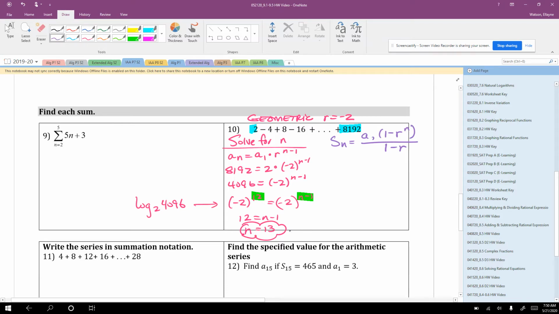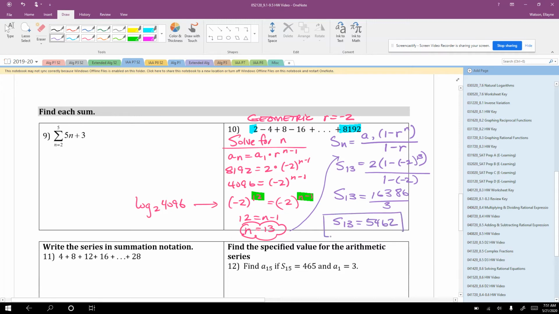Now we can use that in our formula. We're adding up 13 numbers in the sequence. So the sum of 13 is equal to the first term, which is 2, times 1 minus -2 to the power of 13, all over 1 minus -2. Plug that into your calculator. For the numerator, you should get 16386. Denominator, 1 minus -2 is 3. Then divide that out, and you should get 5462. That's definitely one of the harder problems.